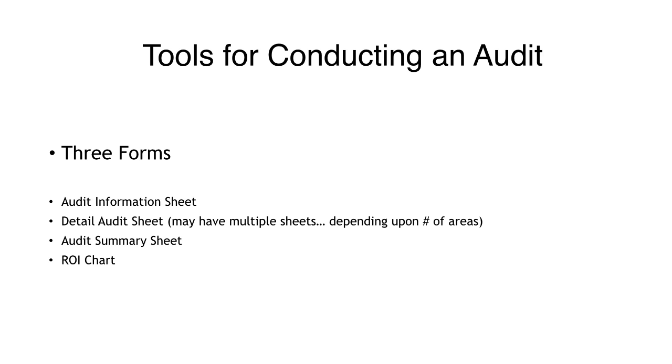We will not review anything from you or even discuss your project until all 3 forms have been collected, as well as the last 12 months utility bills from that business owner, or signing the form that you will be provided in your binder. Those 3 forms consist of an audit information sheet, a detailed audit sheet, and there could be more than one of those, the audit summary sheet, and then of course you're going to have the return on investment chart.